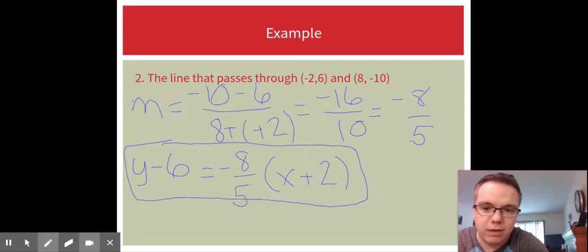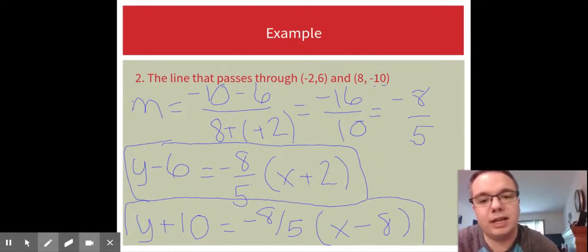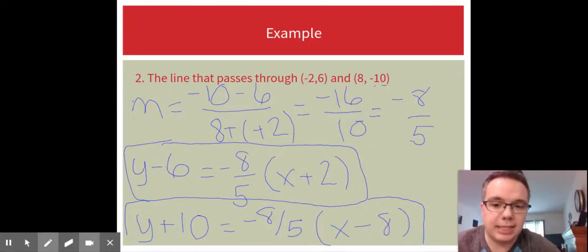Or the other answer you can have, we're going to take y minus our y-coordinate, so negative 10, so it's going to become plus 10. It's going to equal our slope times x minus our x-coordinate, 8. So these are both equations of the same line. If we distributed our negative 8/5 through and added our 6 over, and distributed our negative 8/5 through and subtracted our 10 over, we would see that they have the same equation in slope-intercept form.